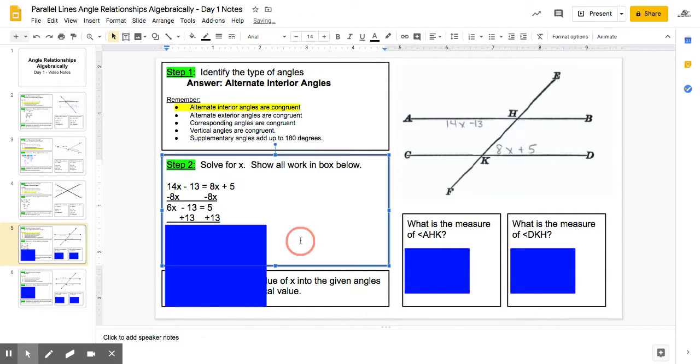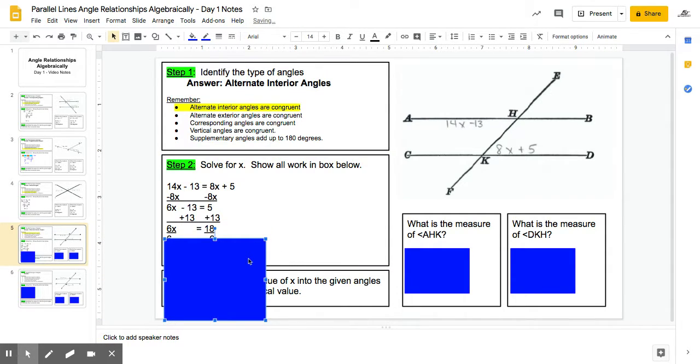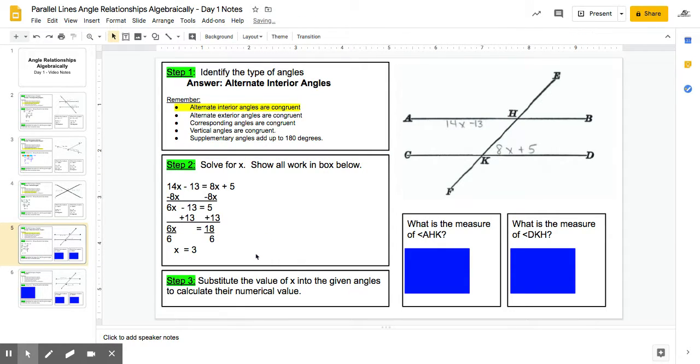Okay, now I'm going to add 13 to both sides. Bring down the 6x. The 13s cancel. And 5 plus 13 is 18. Divide by 6 on both sides, and we get x is equal to 3. Okay, I'm now going to take that x is equal to 3 and plug it into both of these angle expressions.